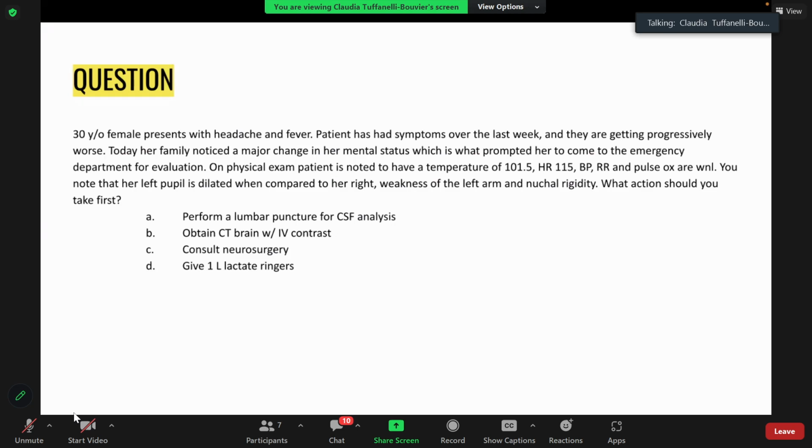A, perform a lumbar puncture for CSF analysis. B, obtain a CT brain with IV contrast. C, consult neurosurgery. Or D, give 1 liter of lactated Ringer's.